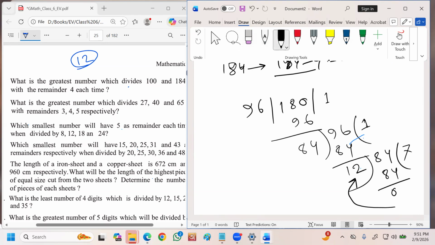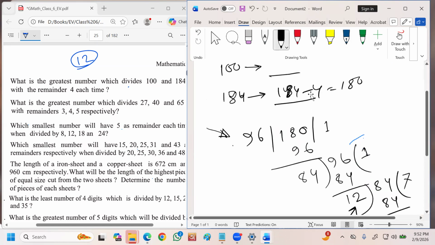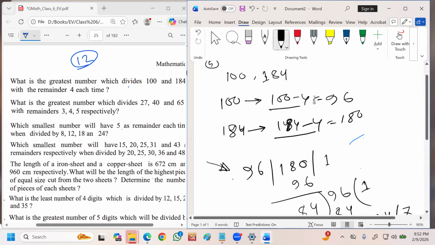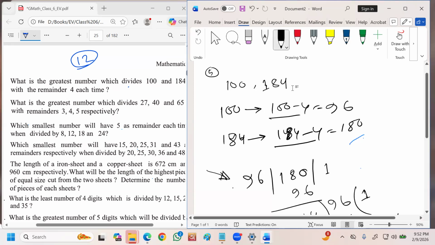Can you tell me what your concern is? Sir, I can't understand the division process. Which part? The whole part? Yes, sir. Okay, I will explain it again shortly. Please concentrate on the screen.